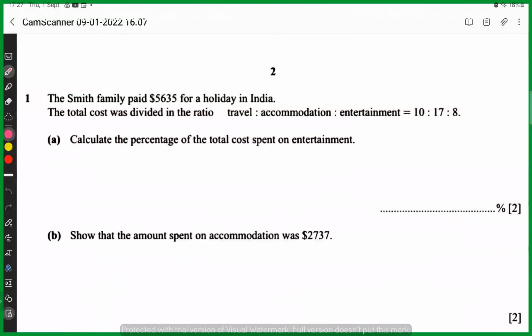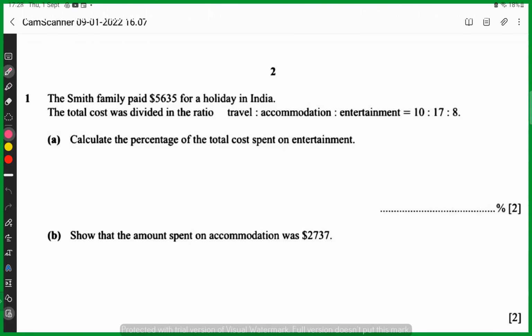So this is the very first question and it says, the Smith family paid $5,635 for a holiday in India. The total cost was divided into the ratio travel, accommodation, entertainment. And the ratio was 10 ratio 17 ratio 8.